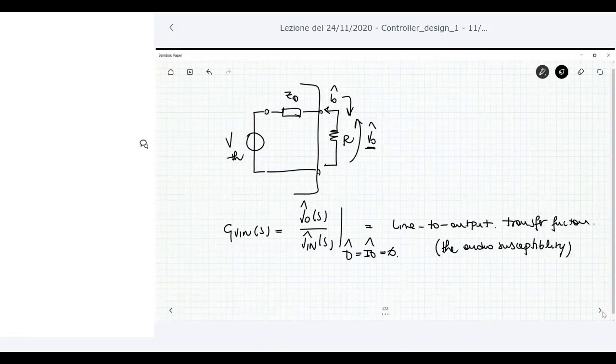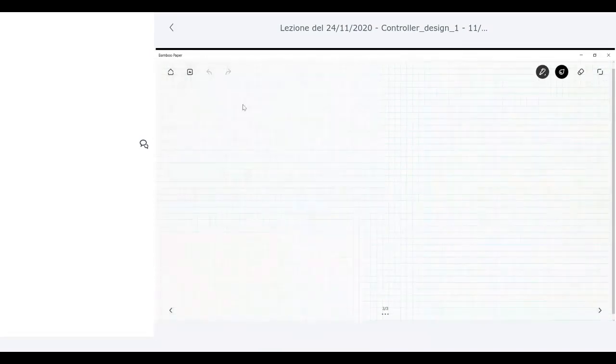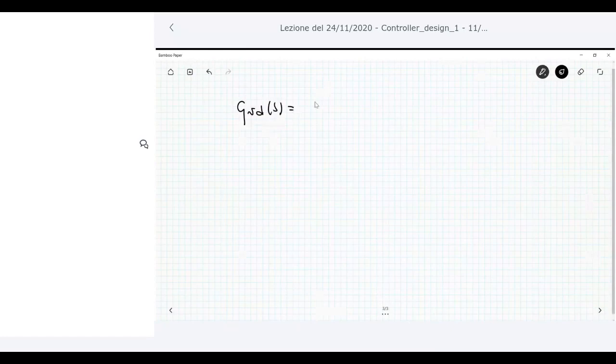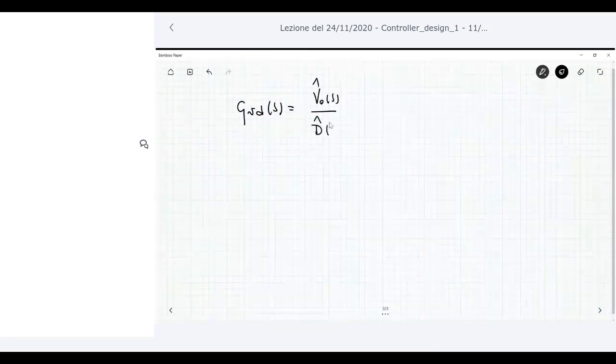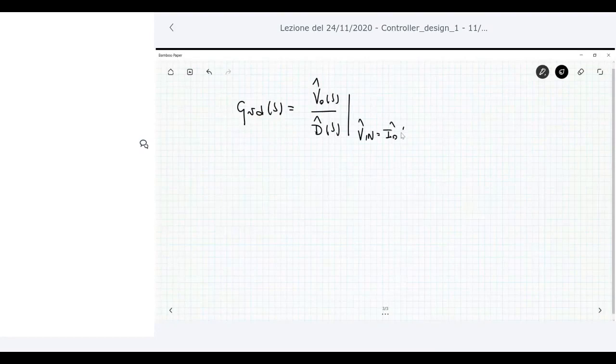Then we have G_vd as a function of s, which is the variation of the output voltage over the variation of the duty cycle, when the variation of the input voltage and the variation of the output current is null. This is called the control to output transfer function.